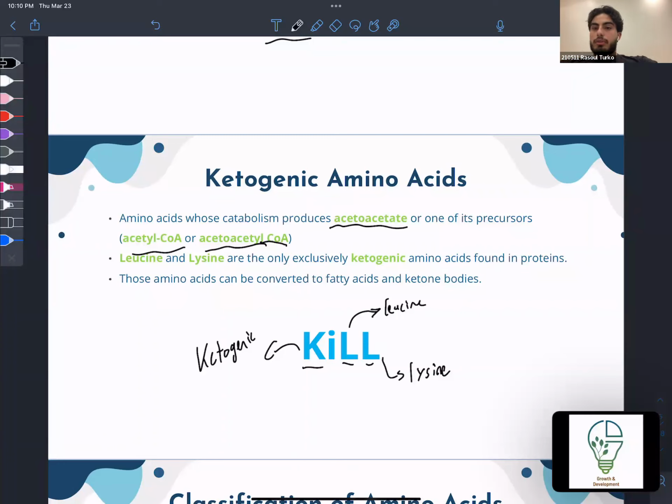Okay, so yeah, leucine and lysine are the only exclusively ketogenic amino acids, and they are found in proteins. And those amino acids can be converted to fatty acids and ketone bodies, which means lipids. So those still give us energy, but they give us energy in the form of lipids.